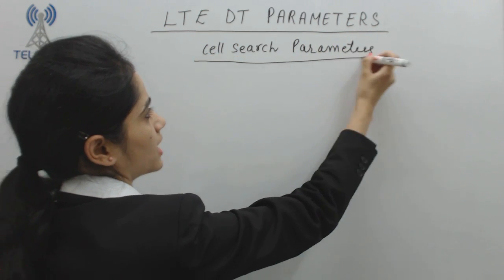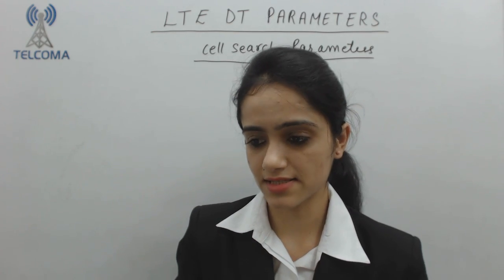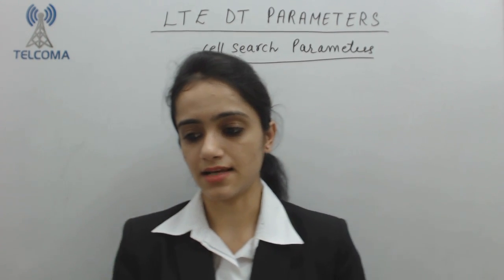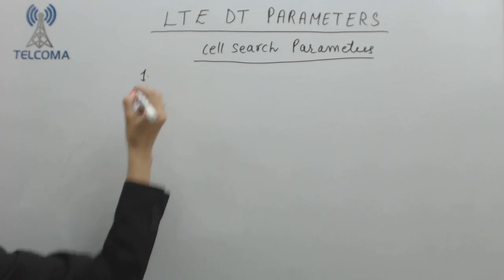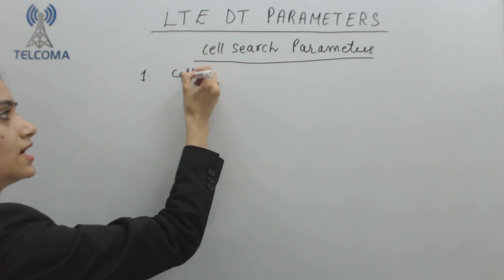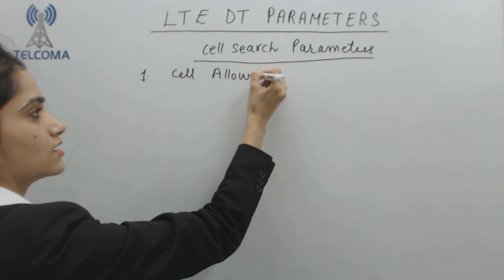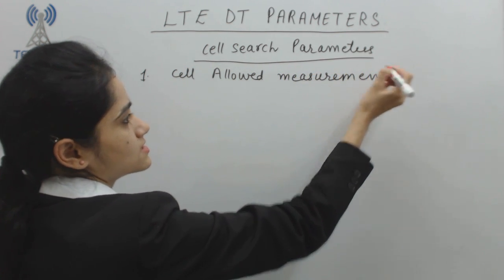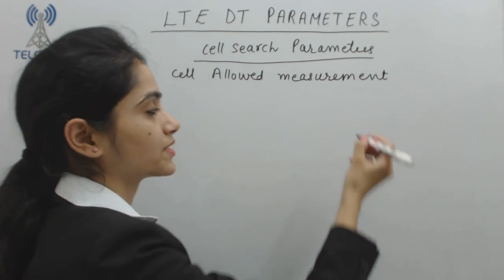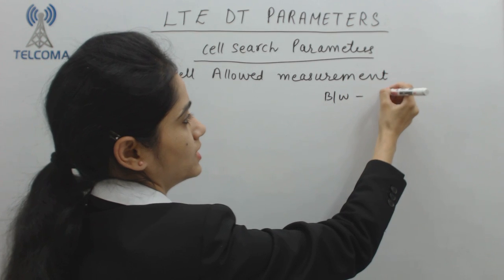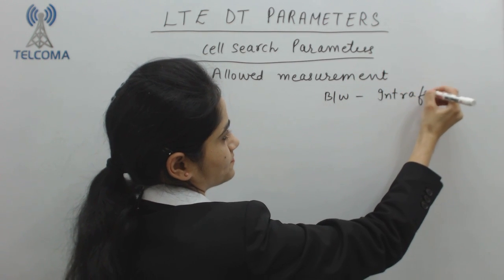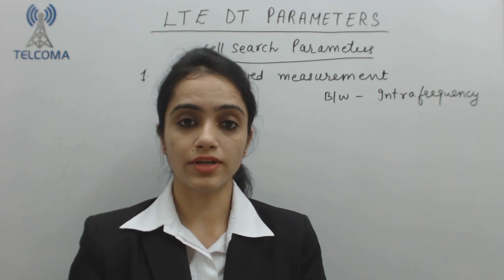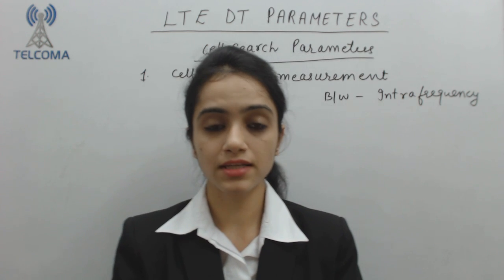Now we have various parameters in this category of cell search, that is, the factors we require if we want to search a cell. So the very first parameter under this category is cell allowed measurement bandwidth, which is intra-frequency. If we want to move within the same frequency, what bandwidth is required?